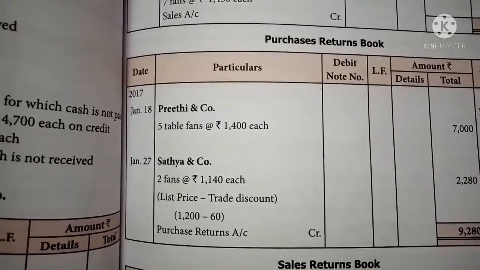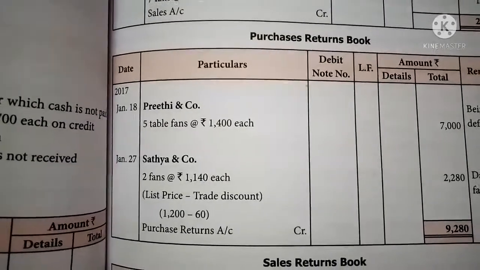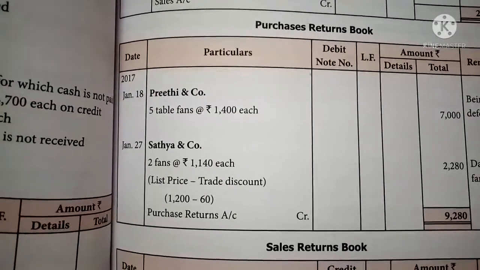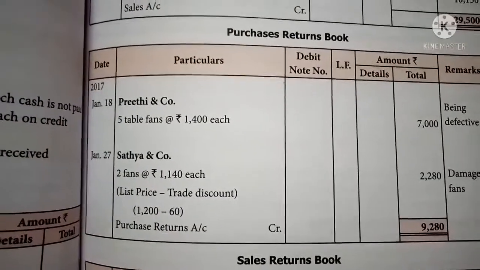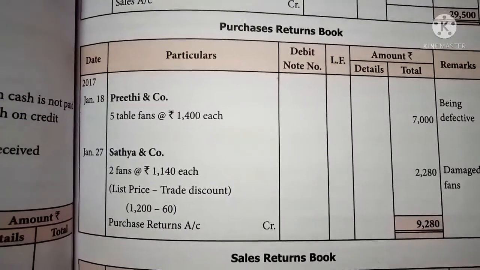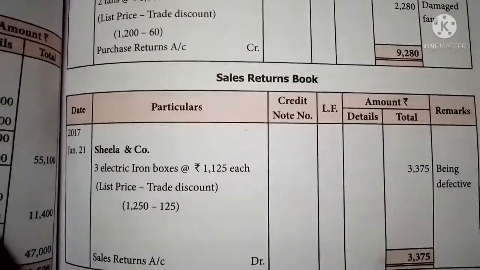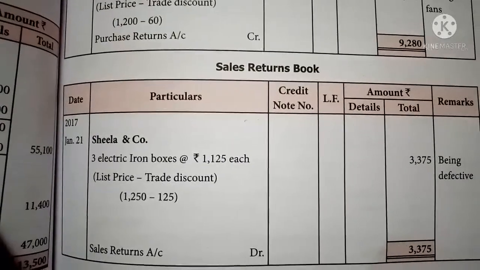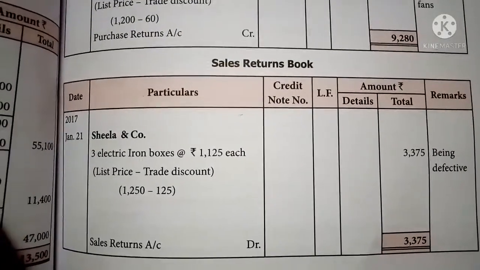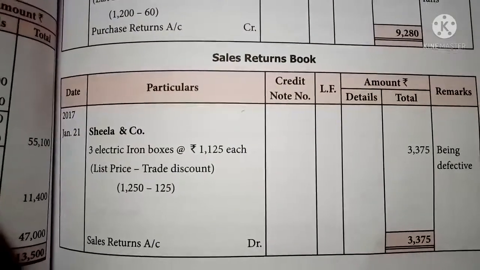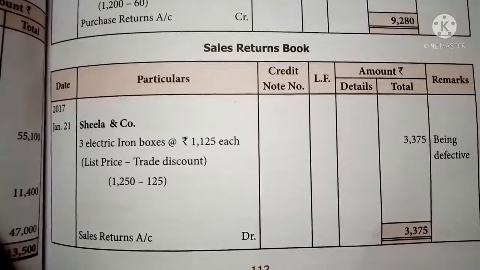So the per fan return value is 1,140, into 2 fans, 2,280. So the total amount of the purchase returns book is 9,280. You can write remarks in the remarks column for each and every transaction. Then the sales returns book. Again maintain the necessary columns as per the specimen of the sales returns book. From the given sums, take only the credit sales of goods returned by the customer.